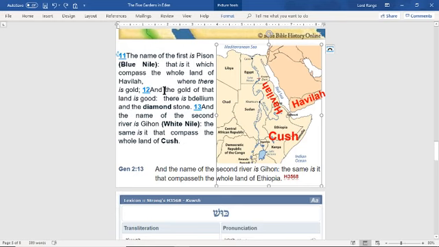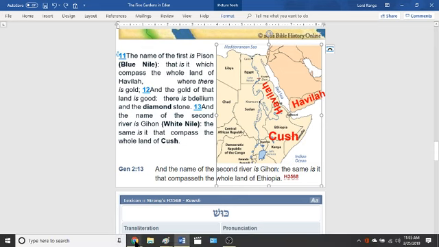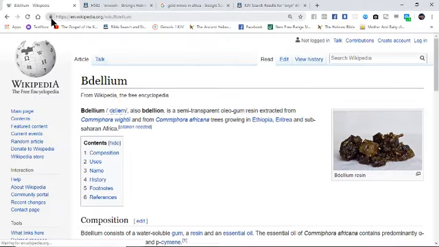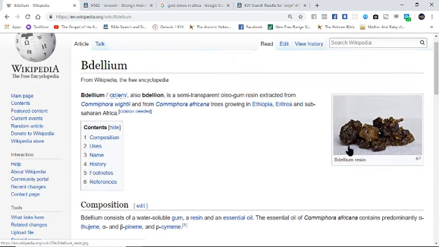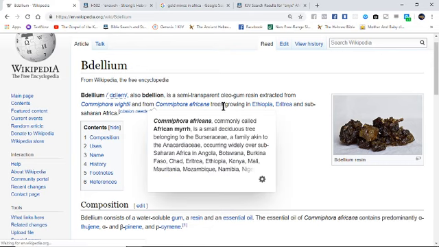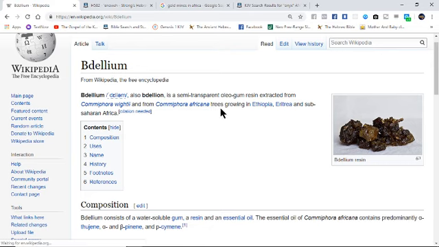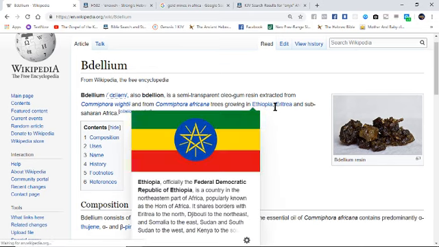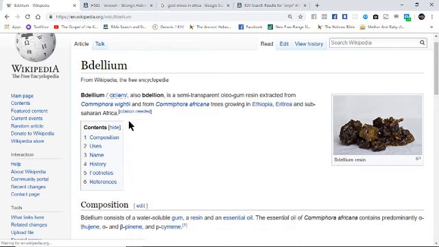So again, verse 12 says, and the gold in that land is good. We just covered that. It says there is bdellium. So if you look up bdellium, all you have to do is a Google search, read a couple different dictionaries if you don't trust Wikipedia. There you have a picture of bdellium. One of the things I want to point out is where bdellium is from. As you can see, it says bdellium grows in Ethiopia and Eritrea in sub-Saharan Africa.